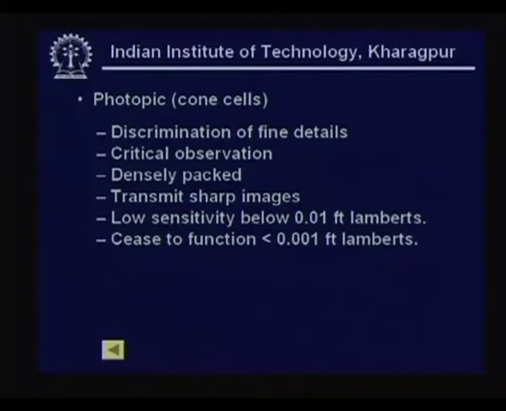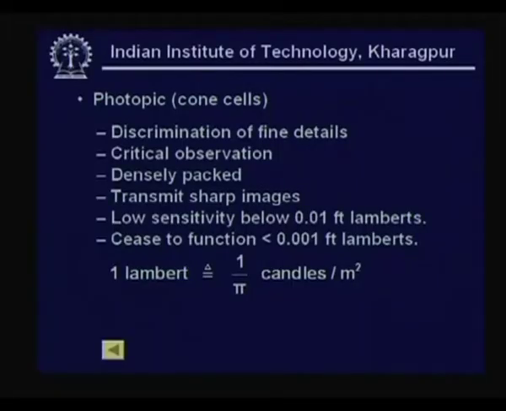We will see what foot Lambert is a little while from now. The point to be noted is that the cone cell vision does not work below 0.01 foot Lamberts and completely ceases to function anywhere below 0.001 foot Lamberts. That is, although the vision would continuously go off from cone cells to rod cells, at a point 0.001 foot Lamberts. What is this foot Lambert?